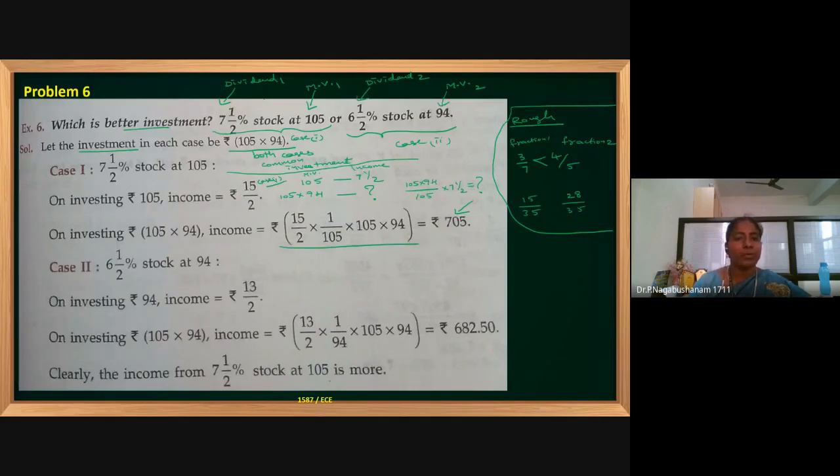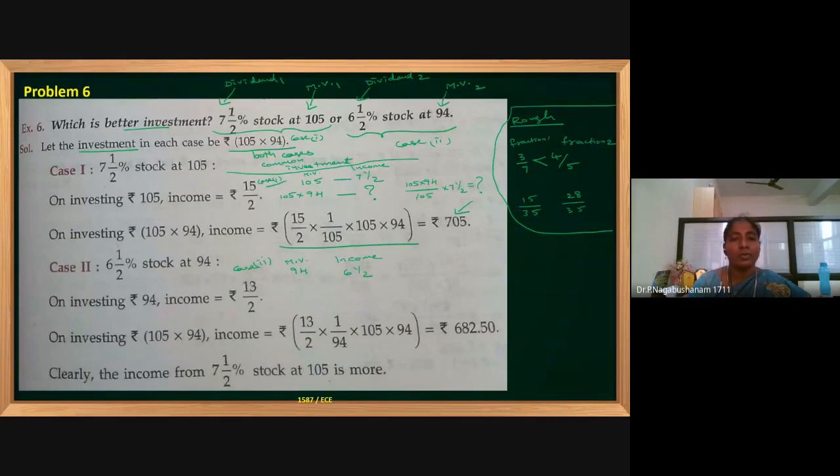Now I am going to case 2. For 94 rupees market value, the income given is 6 1 by 2 rupees. For 100 rupees deposit or face value, the income is 6 1 by 2 rupees. For the market value 94, the income is 6 1 by 2 rupees. And this is for one single share.